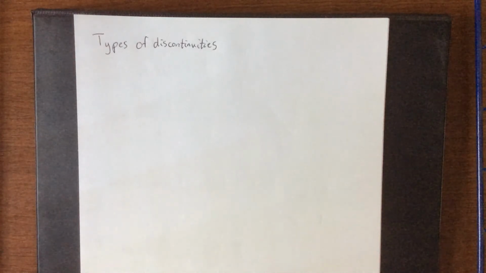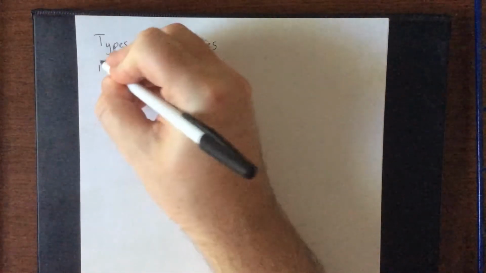Now that we've defined what it is for a function to be continuous at a point, I wanted to talk about the different types of discontinuities that there are, and then talk about which one of the parts of the definition of continuity are being violated.